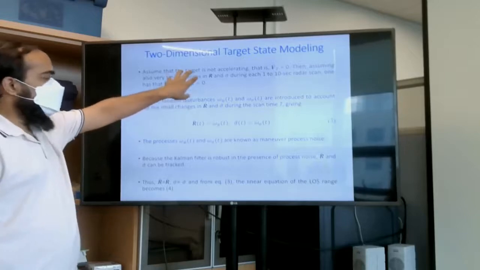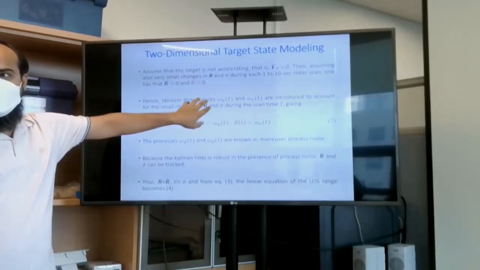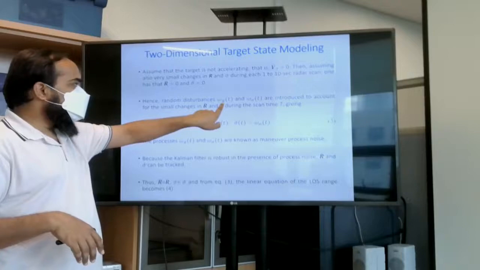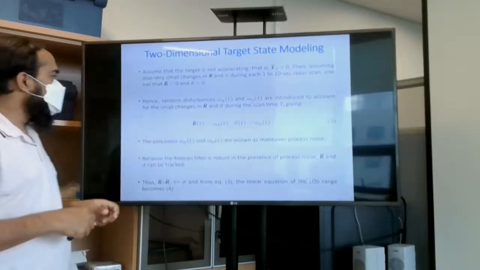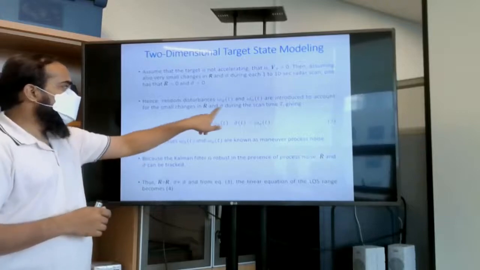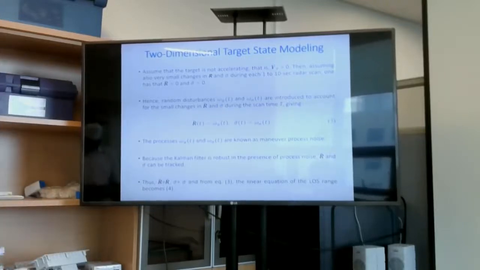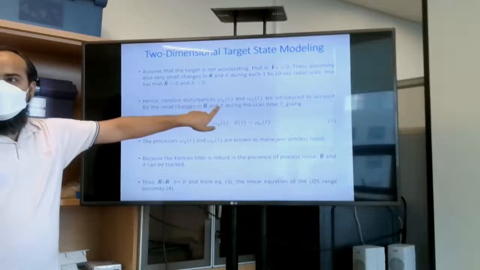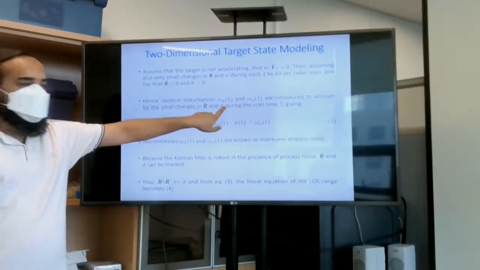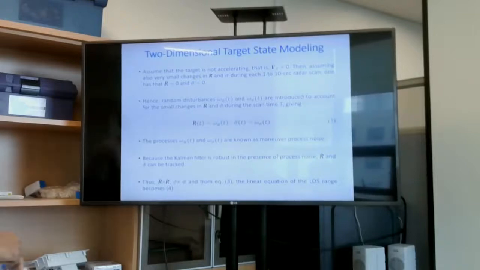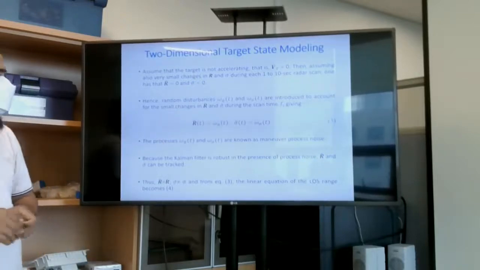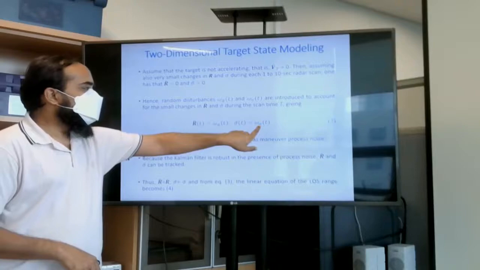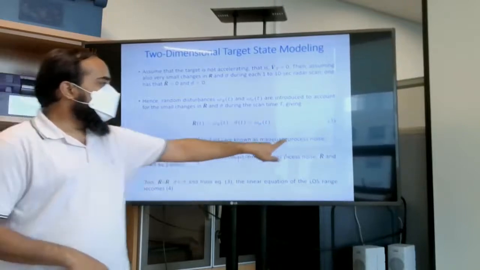But other than this, there are some other random process noises acting on the target model. Random inputs omega R and omega sigma are introduced to account for small changes in R dot and sigma dot during each scan time. So we are talking about the range only. This is the range and this is the angle of the line of sight. If we add some process noise, this becomes omega R and this becomes this one. These are the process noise, the maneuver process noise.